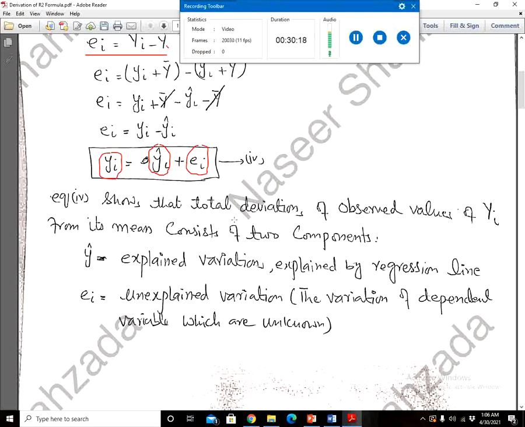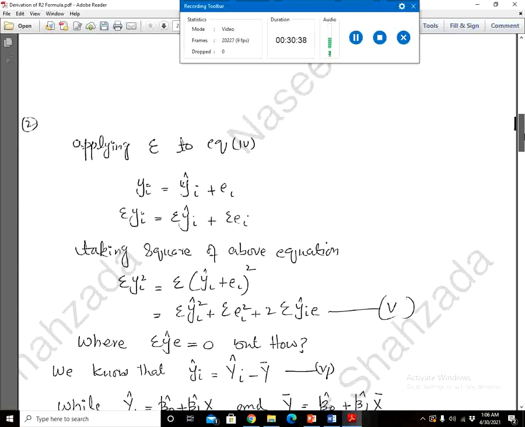Equation number 4 shows the total deviation of the observed value of yi from its mean consists of two components. This is component 1, the explained variation, explained by the regression line. Ei is the unexplained variation, the variation of the dependent variable that is unknown. Now we take summation of equation number 1, and we have summation yi, that is the sum of the total variation, equal to the sum of the explained variation and the sum of the unexplained variation.